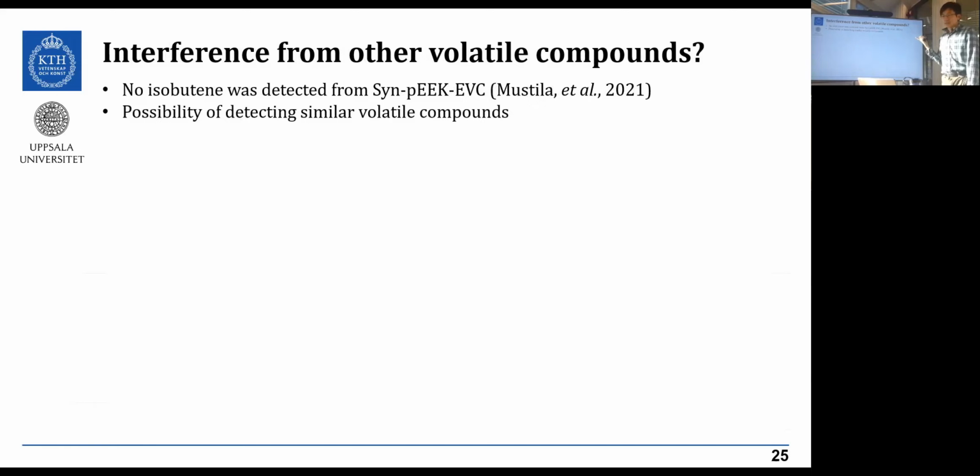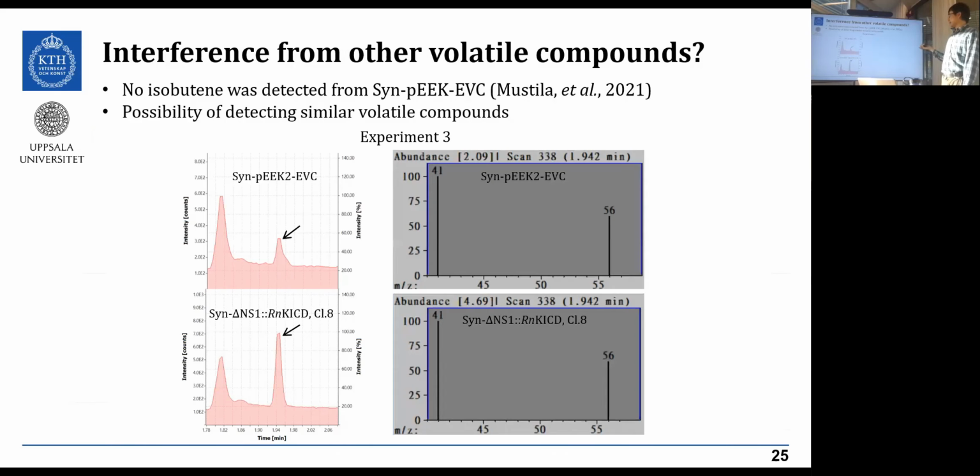So let's look at the chromatogram of KD minus strain versus KD plus strain. You can see that they have a very similar retention time. And if we look at the mass spectra, we can see that they have a very similar ratio between the 41 signal and the 56 signal.